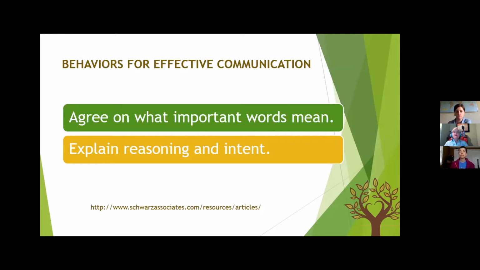So then the fourth behavior for effective communication is to explain your reasoning and intent. Now, this may sound like you're having to justify yourself all the time, but that's not really the point. The point is that it can be good to explain your reasoning and intent on why you are advocating for something, why you believe something is the right way to go, because it's just good communication and can be supportive of promoting that kind of communication in your group.